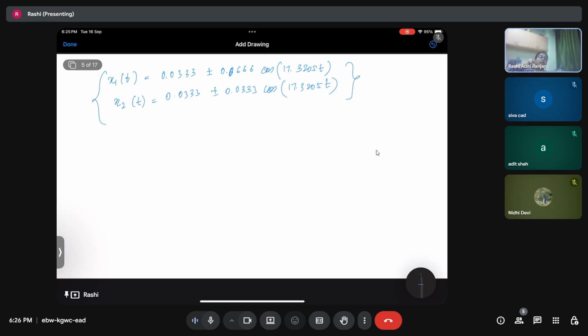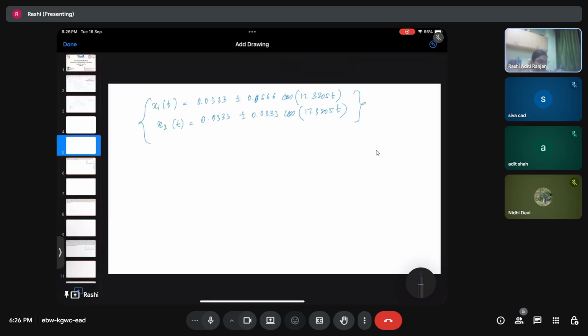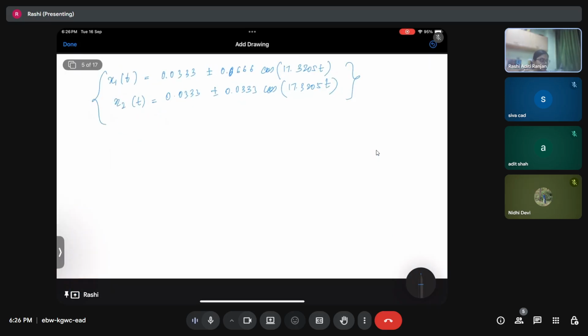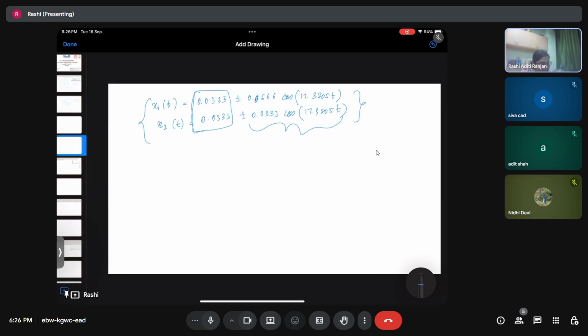What is interesting over here is that for an unrestrained system, the first modal frequency is 0, which gives a constant value as a solution. Why? Because the system is behaving like a rigid body. Only the second mode is the reason that the system can vibrate. The first mode is never going to let the system vibrate. I hope this is clear.